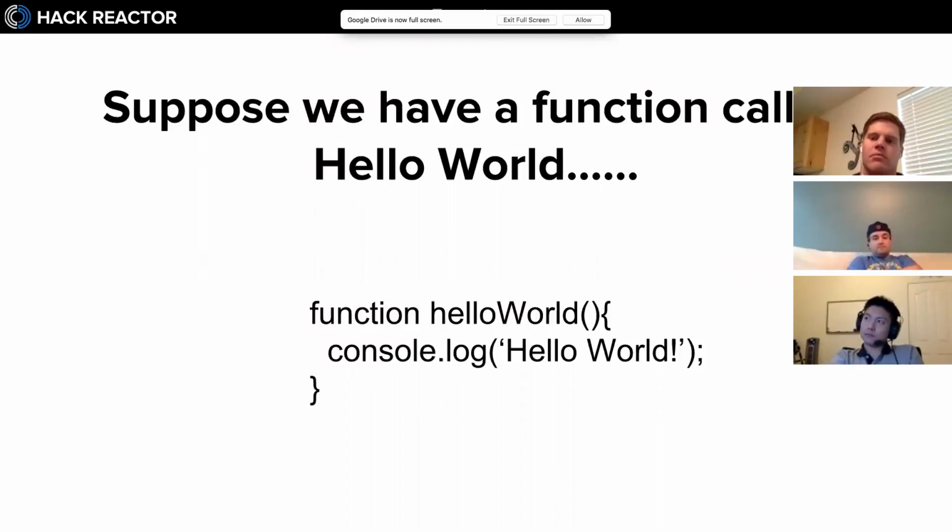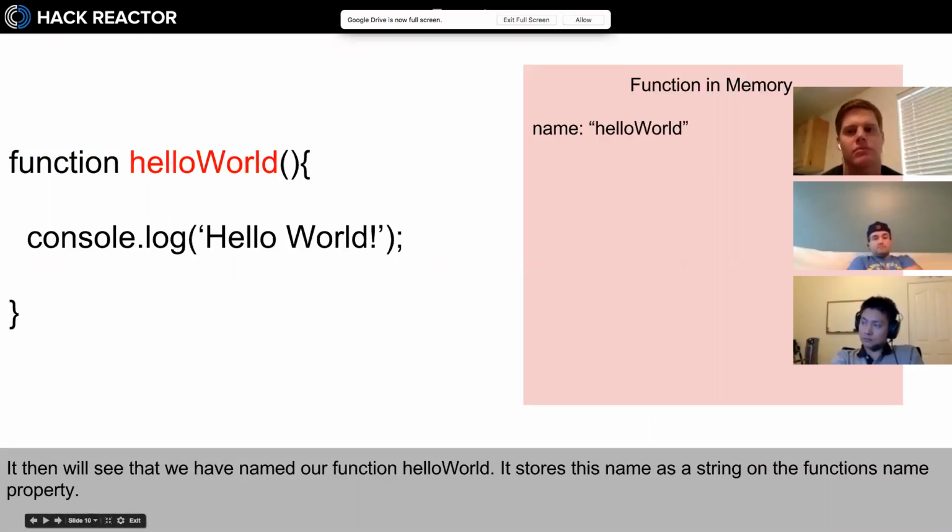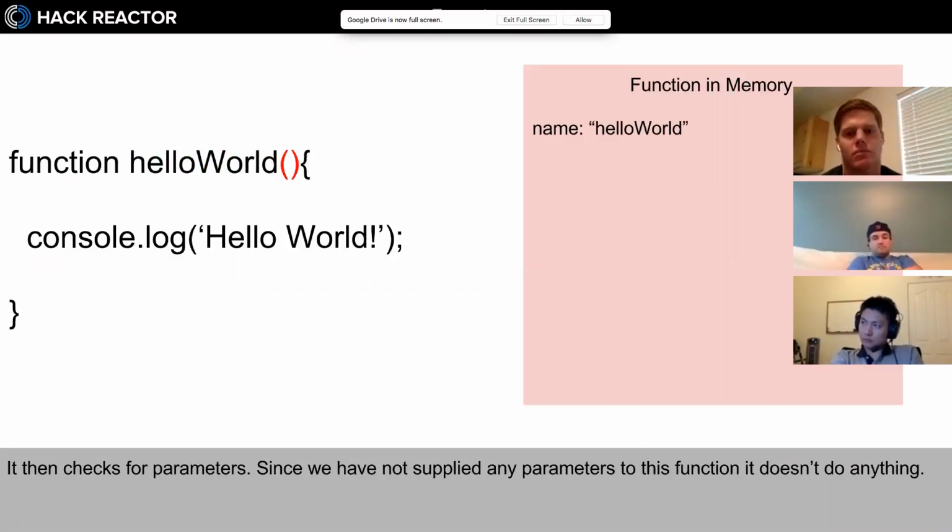Suppose we have this function hello world. The first thing the JS interpreter finds in our function declaration is our function declaration. It then creates a place in memory for the function. So it opens up this space in memory where we're going to store something called hello world. It will then see that we have named our function hello world. It stores this name as a string on the function's name property.